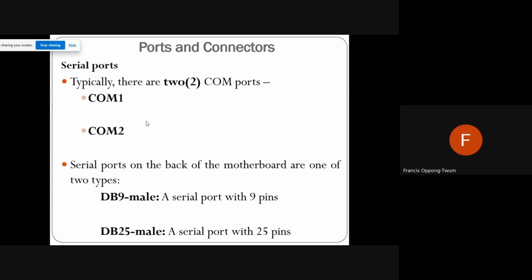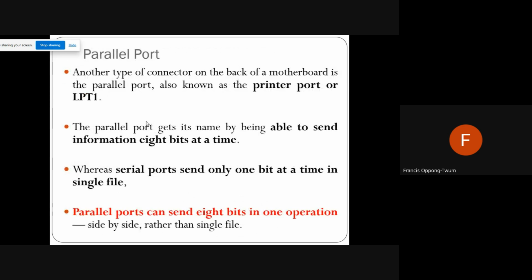Some of these things are no more in the market. The serial ports on the back of the motherboard are one of two types: the DB9 male and the DB25 male. The DB9 male is a serial port with 9 pins, and the DB25 male is a serial port with 25 pins. Then we have the parallel port, another type of connector on the back of the motherboard, mostly used by printers.